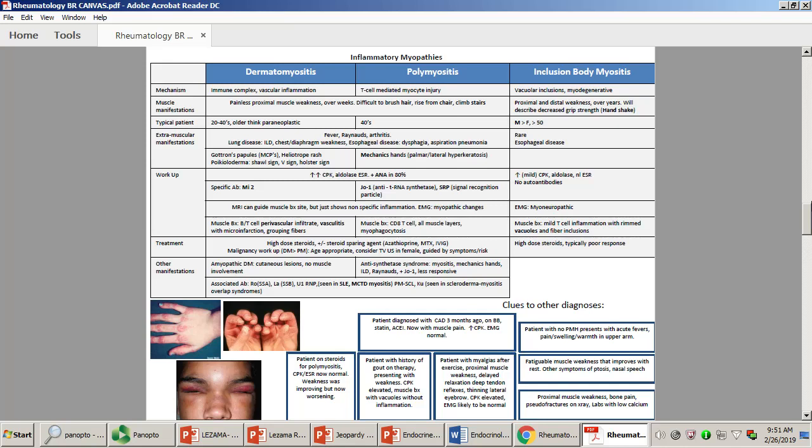So other associated antibodies that can be seen: Ro, La, and U1 RNP, especially with mixed connective tissue disorder. Remember, we talked about that earlier. PM-Scl, which is seen in a scleroderma-myositis type overlap. So if it's just systemic sclerosis and myositis without the lupus features, that's its own overlap, and you can see this anti-PM-Scl.